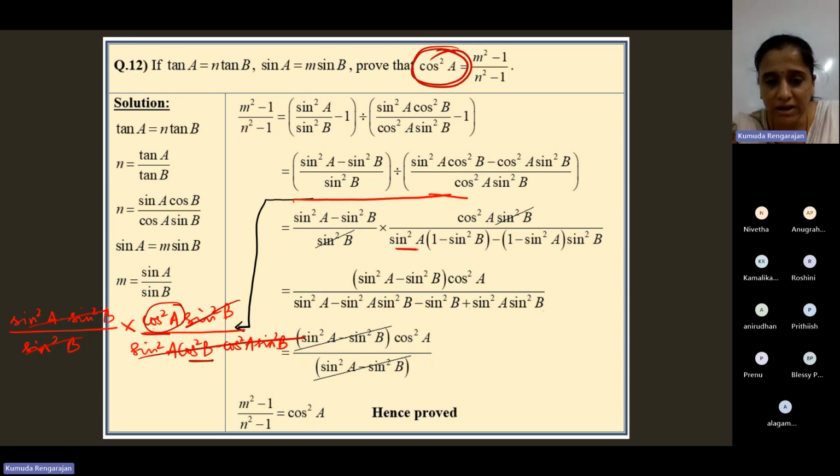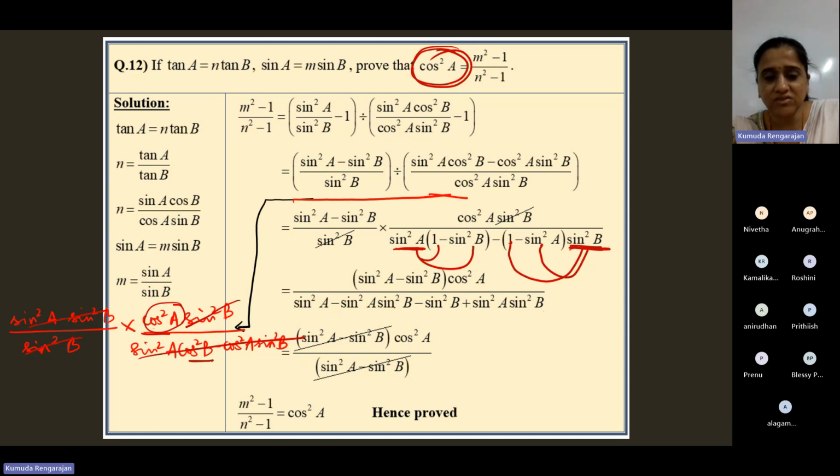Sorry, multiply this with 1, multiply this with sine square b. Multiply sine square b with 1, multiply sine square b with sine square b. And you get these 4 terms. Now, what do you see?